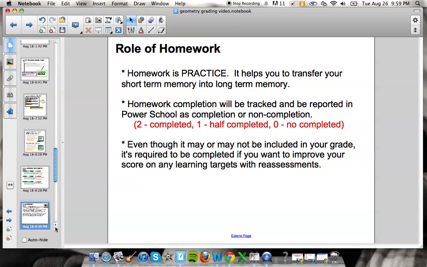Again, like I said, homework is different for each one of our geometry teachers here at Kennedy, so please ask them what their policy is. I'm not going to go into a lot of detail about homework. The main thing about homework is it is practice. The idea of homework is to help you transfer your short-term memory into long-term memory. It's very important that you complete your homework, as it still will be tracked and reported in PowerSchool.